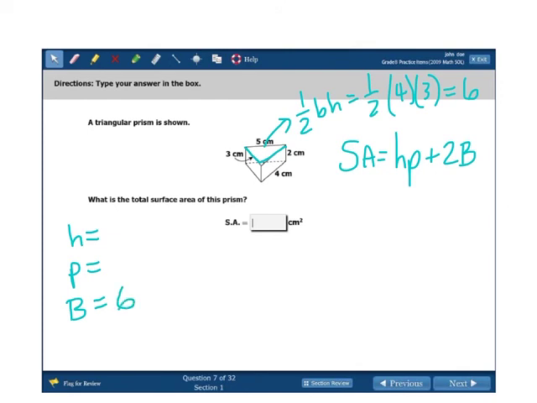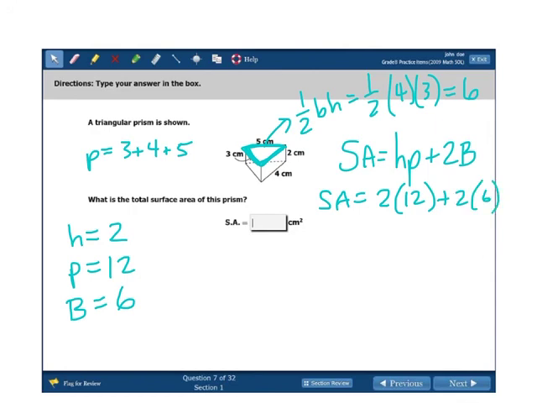The perimeter of the base is the sum of all 3 sides right here. 3 plus 4 plus 5, which comes out to be 12. And the height of the prism is 2. So the surface area of this prism is 2 times 12 plus 2 times 6. HP plus 2 big B. The secret to figuring this out is absolutely, and has always been, writing out your work. We get 36 square centimeters for the surface area of the triangular prism.